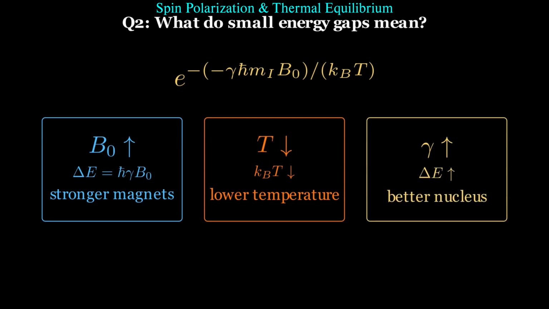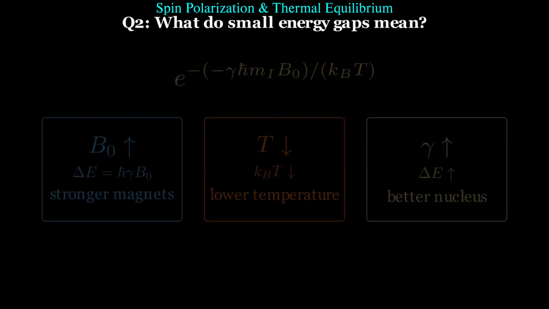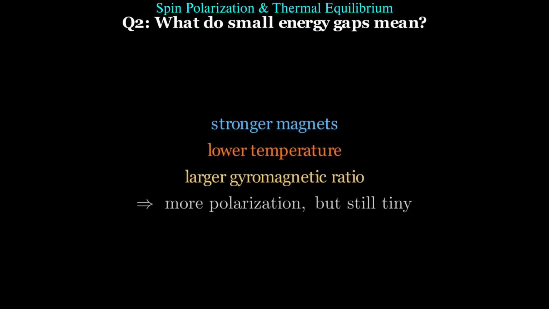A nucleus with a larger gyromagnetic ratio has larger energy splittings in the same magnetic field. And that's part of why proton NMR is so sensitive. Hydrogen 1 has a very large gyromagnetic ratio. So in the classical thermal equilibrium picture, stronger magnets, lower temperatures, and working with nuclei that have larger gyromagnetic ratios all help to increase the population imbalance. But even then, the polarization is still tiny.